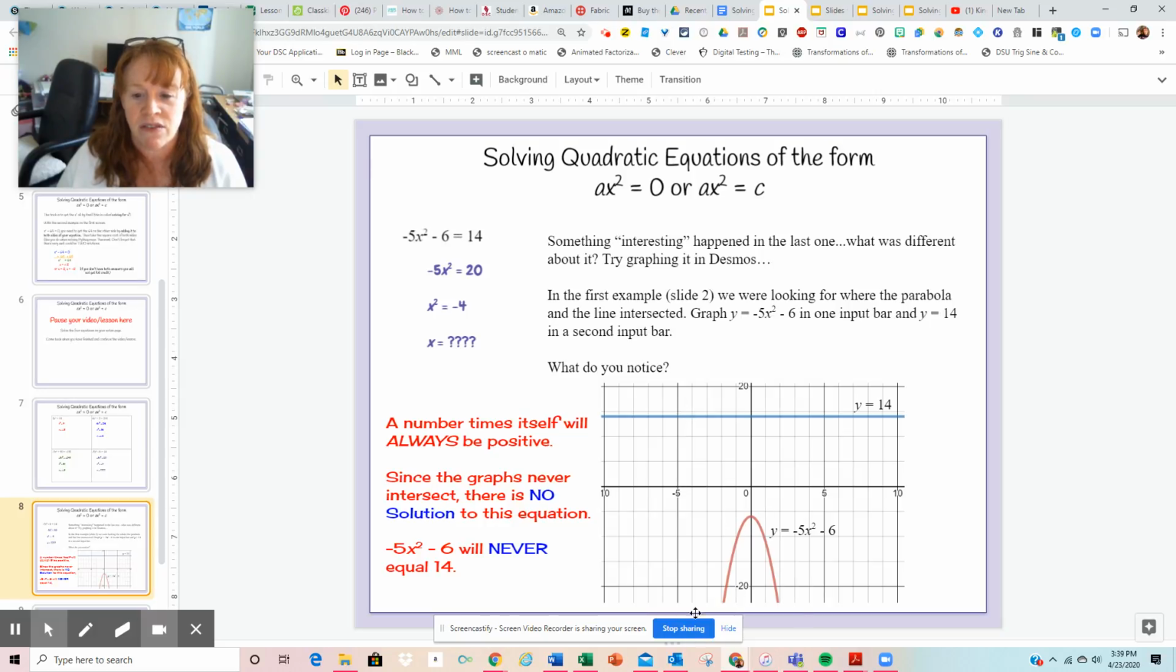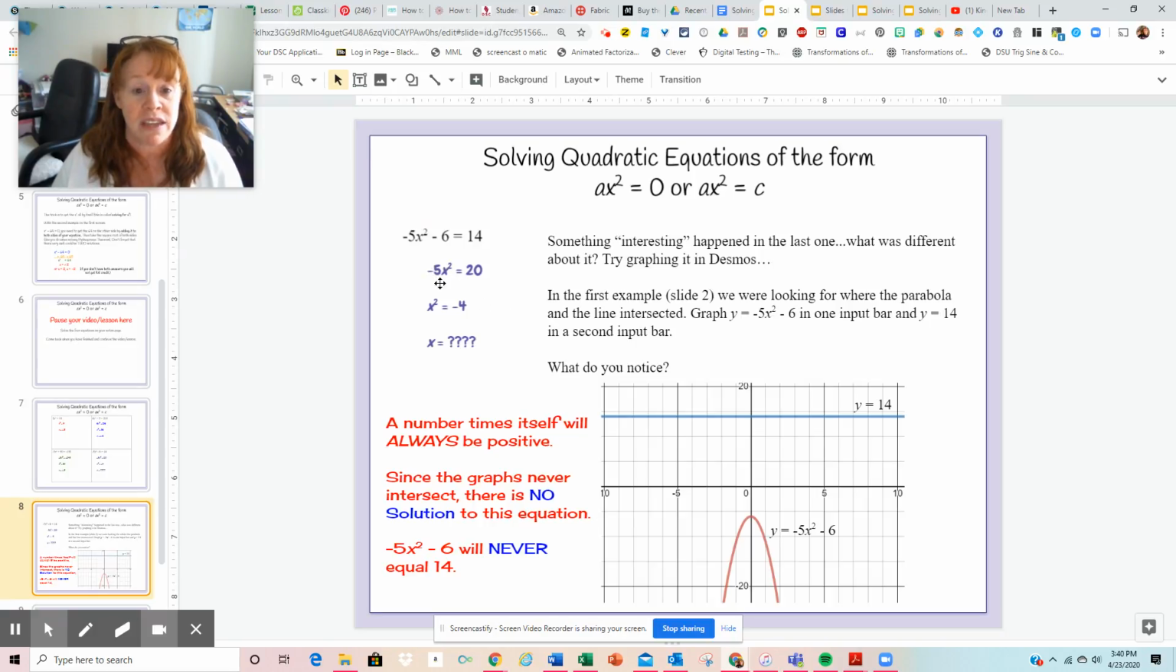This is the graph of y equals negative 5x squared minus 6. That's this part right here. So to know when this is equal to this is where this will intersect this. Well, look what happens. It doesn't intersect. So that means that there's no solution, here in blue, which should make sense because there is no number I can multiply times itself and get a negative. So there's no solution here.